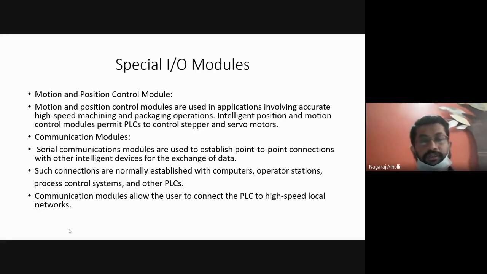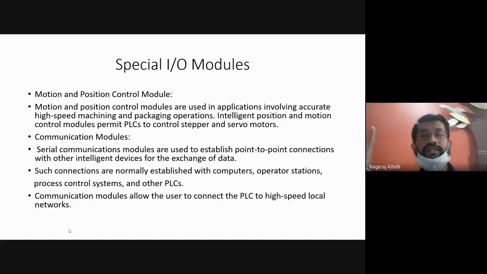Serial communication modules are used to establish point-to-point connections with other intelligent devices. What is necessary here for point-to-point communication or communication modules? They are mainly meant for exchange of data, between one PLC and another PLC, or from one PLC to another processor, for exchanging the information. Such connections are normally established with computers, operator stations, process control systems, and other PLCs.